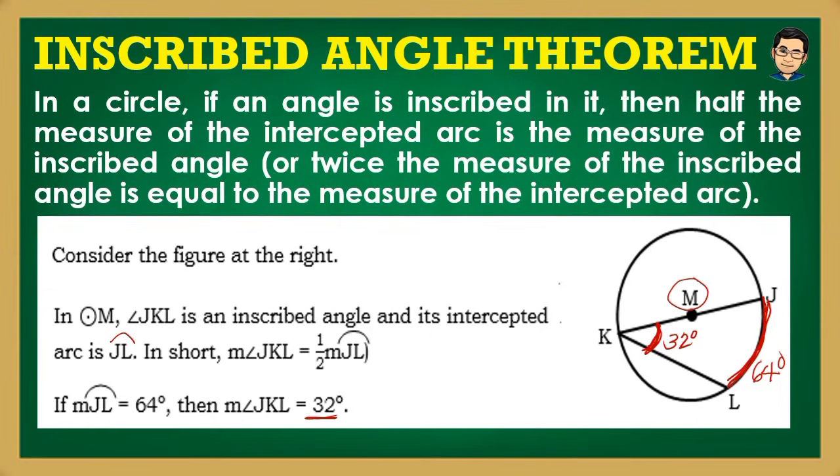Kapag given naman po yung measure ng inscribed angle at hinahanap ang sukat ng intercepted arc, ang gagawin lang natin is imumultiply yung 32 sa 2. So, ang sagot natin doon is babalik tayo sa 64. So, yun lang po yung inscribed angle theorem.